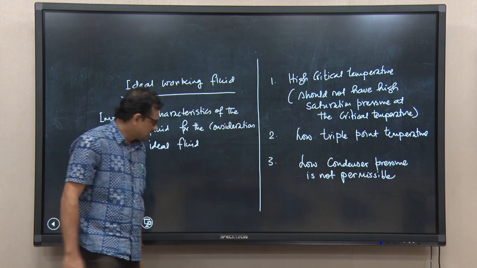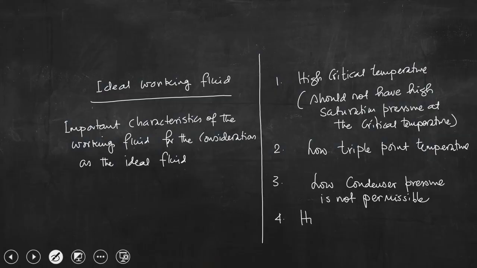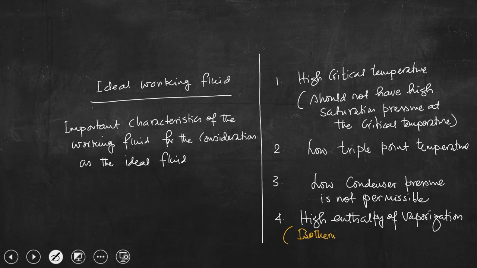And number 4, which is very important, is high enthalpy of vaporization, h_fg. Then isothermal heat transfer to the working fluid is possible. So, I am writing over here, this is very important, that isothermal heat transfer to the working fluid is possible.